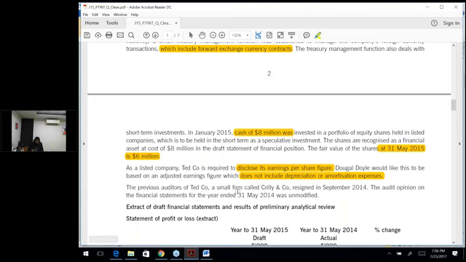The previous auditors of TED are a small firm called Trilly & Company. They resigned in September 14. The audit opinion on financials for the year was unmodified. Now, understand one thing. Usually what happens is, whenever you take over as an auditor, it's very important to know why the previous auditor left.